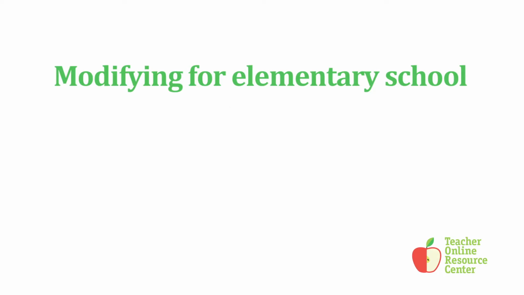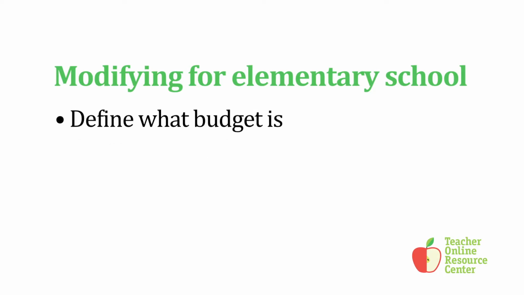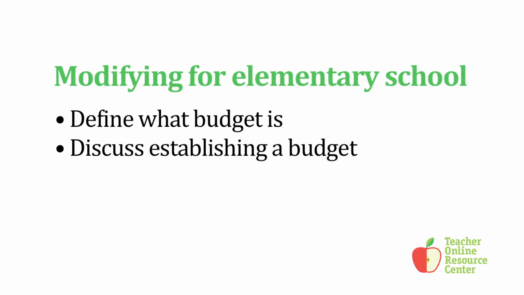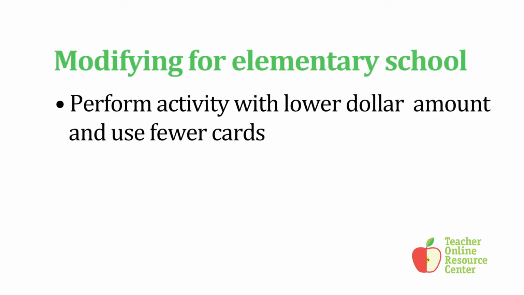My students really enjoy this activity, and they seem to get a lot out of it. This lesson can also easily be modified for both elementary and high school students. You could start by defining a budget and talking about where budgets come from. For a modified version of the activity that I did with my class, start by giving each student a smaller dollar amount, $10 or $20, and have just 1 or 2 flip cards.